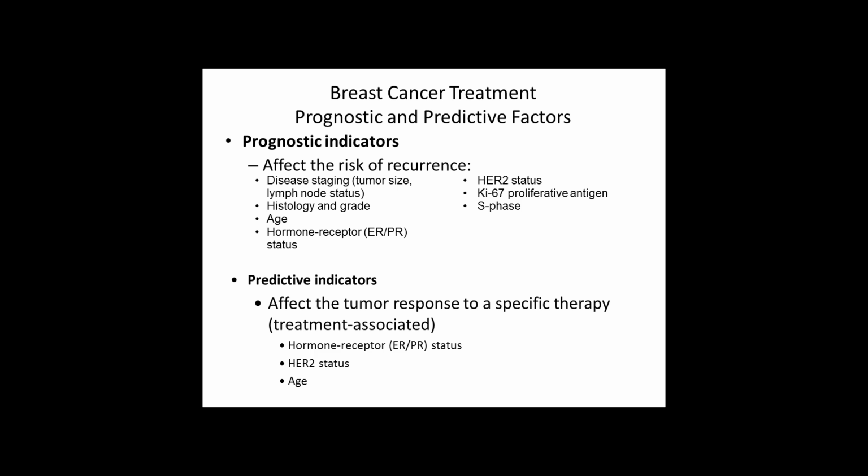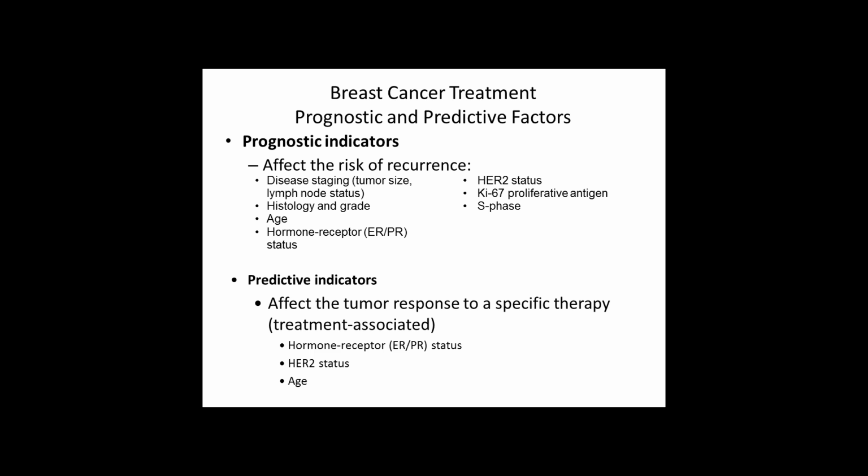There are also predictive factors in breast cancer and in other tumors. Predictive factors are those that tell you what the response would be to a specific therapy. So they're related to treatment. Sometimes prognostic factors and predictive factors are both true for a particular factor, and that's true in breast cancer for hormone receptor status, HER2 status, and age.